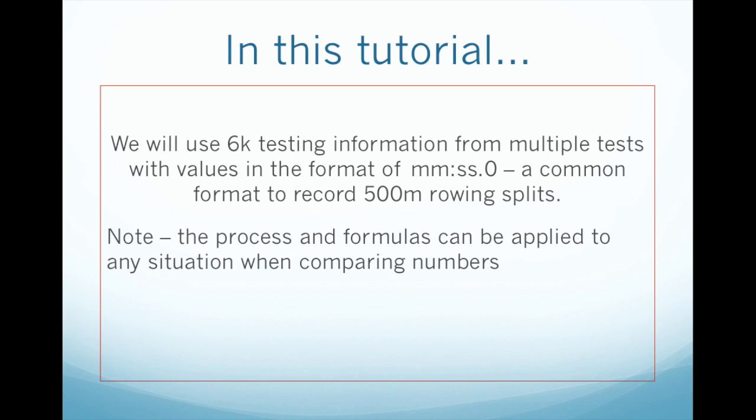On our team, testing occurs multiple times a year. We'll be using the 6K information from multiple tests with the values in the format of minutes, seconds, and tenths of a second, a common format for 500-meter rowing splits. Note the process and formulas used in this video can be applied to any situation when comparing numbers.